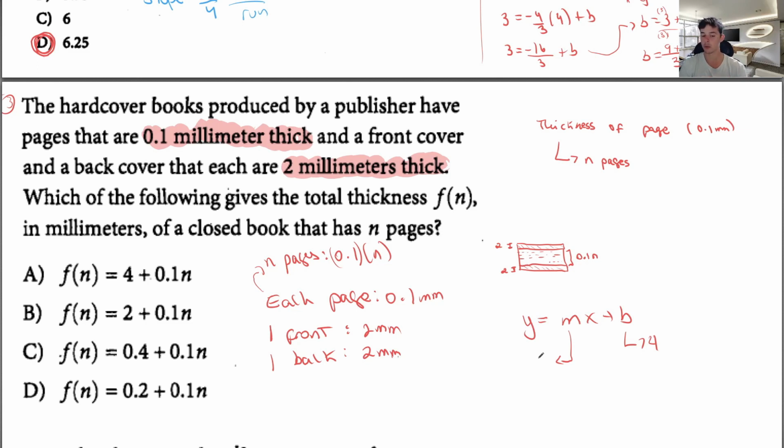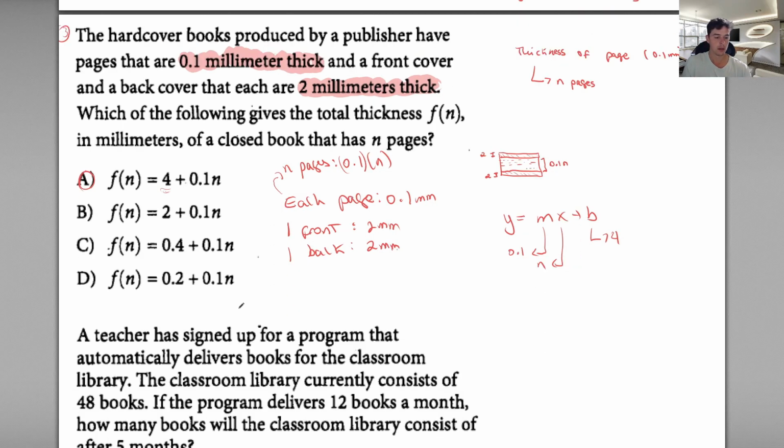Remember, slope is always a rate of change. So the units are also a rate of change. So 0.1 millimeters each page, and x would be the number of pages. So A is right. You can see that A is right just based on the y-intercept 4, and all the slopes are the same anyway. So that's the key point for this kind of question.